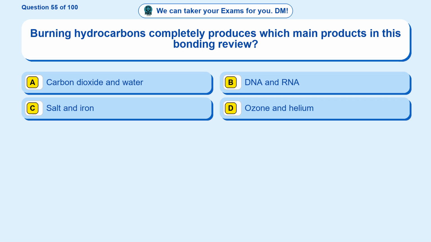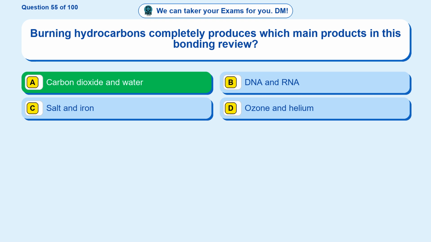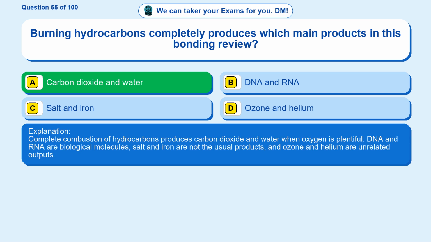Question 55. Burning hydrocarbons completely produces which main products in this bonding review? Option A, carbon dioxide and water. Option B, DNA and RNA. Option C, salt and iron. Option D, ozone and helium. The correct answer is option A. Carbon dioxide and water. Complete combustion of hydrocarbons produces carbon dioxide and water when oxygen is plentiful. DNA and RNA are biological molecules, salt and iron are not the usual products, and ozone and helium are unrelated outputs.